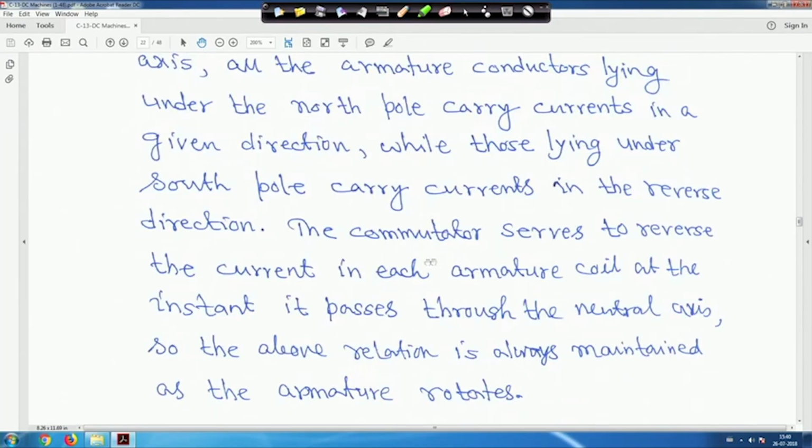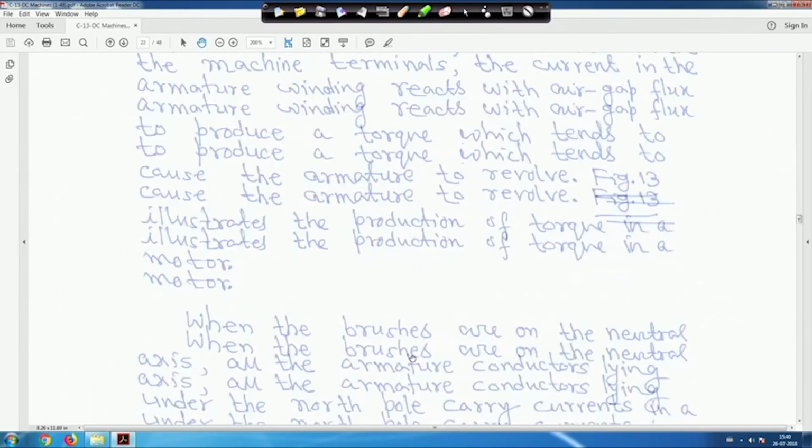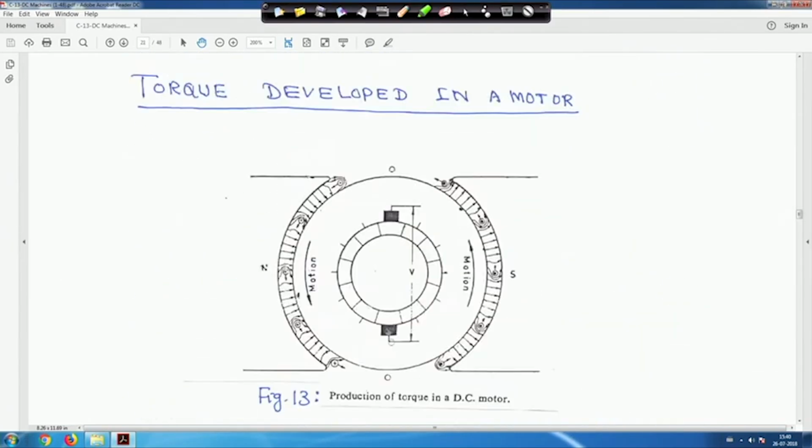The commutator serves to reverse the current in each armature coil at the instant it passes through the neutral axis. So, the above relation is always maintained as the armature rotates. When the armature rotates, the commutator segments maintain this polarity at any instant when passing the neutral axis. So, the polarity of these two brushes always remains the same, right.